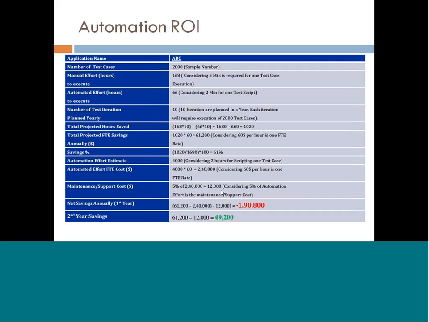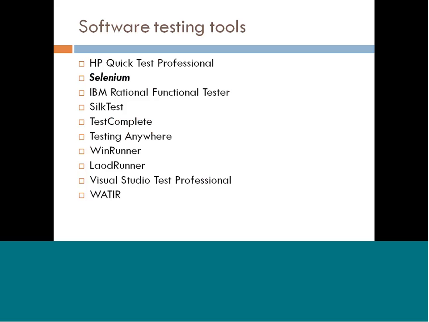There are a lot of challenges ahead, and there are a lot of tools available in the market. If you talk about the tools, something like HP QTP is a very popular licensed or commercial tool. There is Selenium, the IBM Rational Functional Tester tool, Silk Test, TestComplete, Testing Anywhere, WinRunner, and LoadRunner. There are a lot of tools available in the market, but now our focus is more on Selenium.